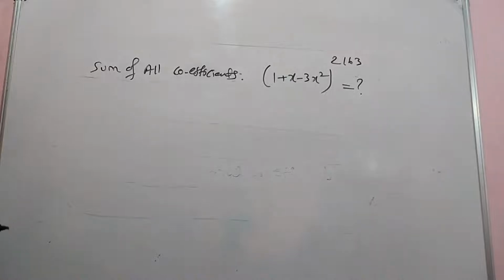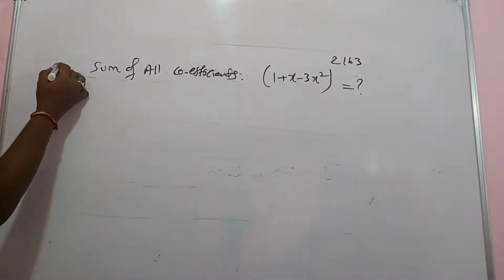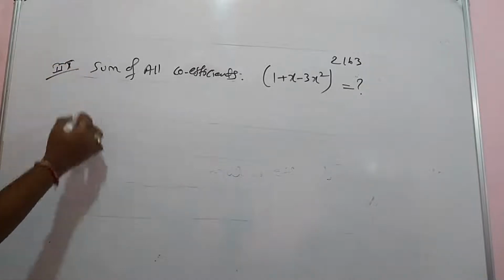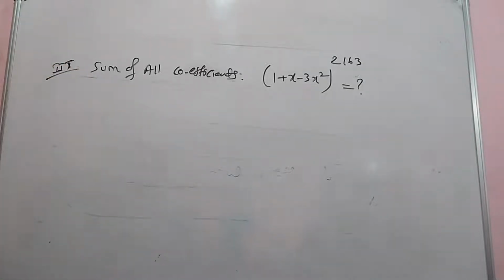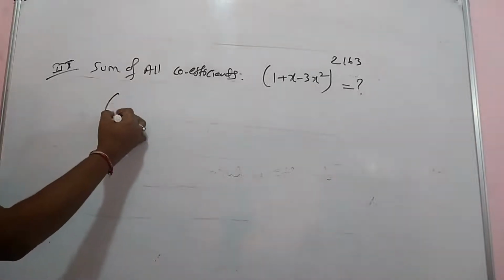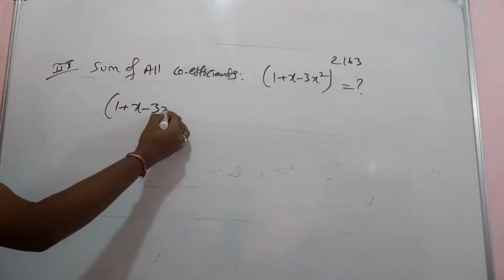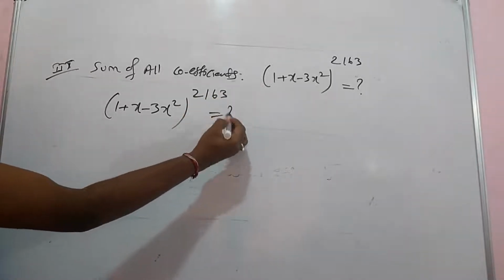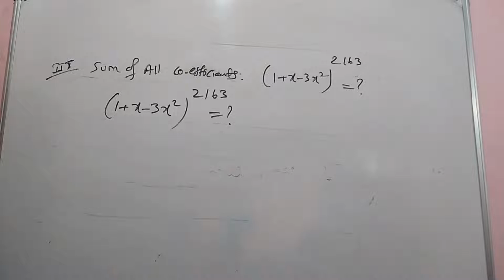Can anybody tell me the answer, how much? It's an IIT question. Now tell me, can anybody tell me the sum of all coefficients in this? What is the sum of all coefficients in (1 + x - 3x²)^2163?